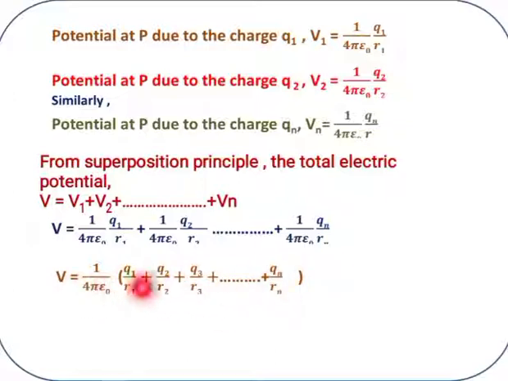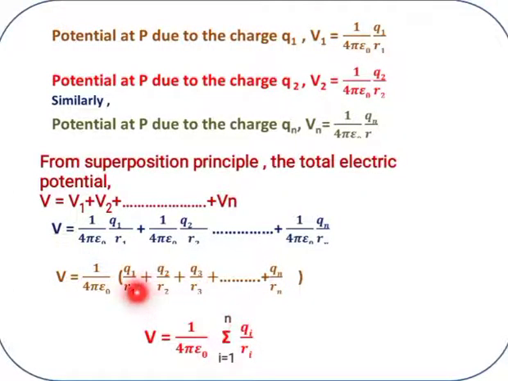Total electric potential. After this step, we can write it in this way also. Now carefully see, can we simplify this one? Is it possible? Yes, of course. How? V as it is, 1 by 4 pi epsilon naught as it is. We are not varying these two here.